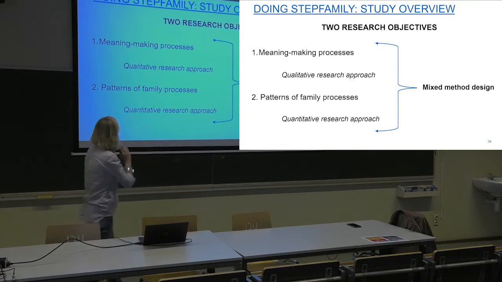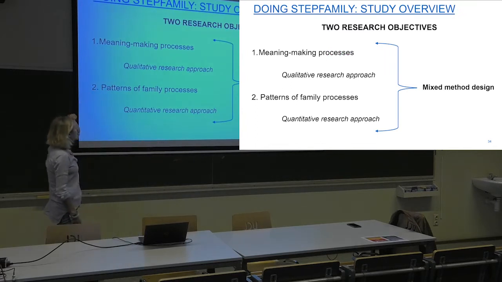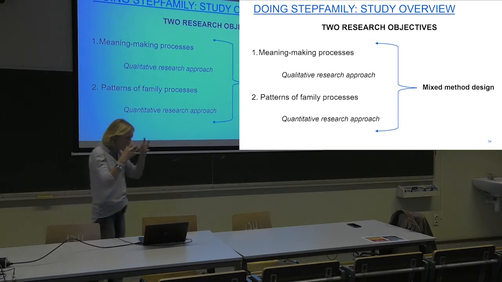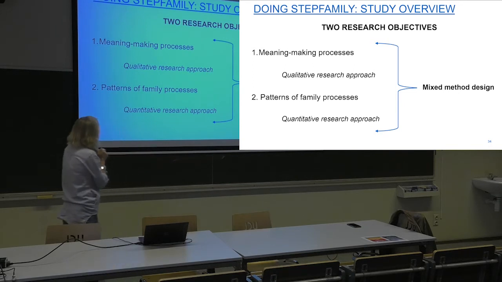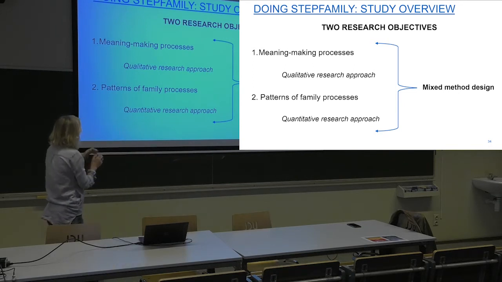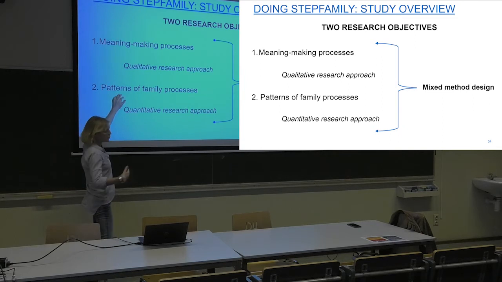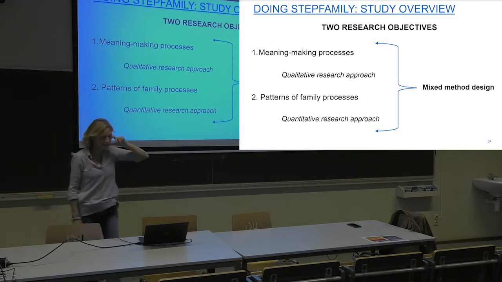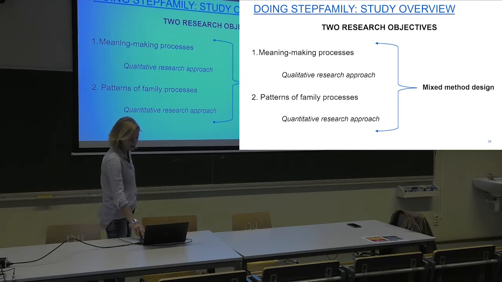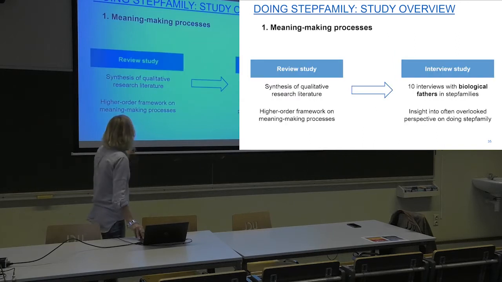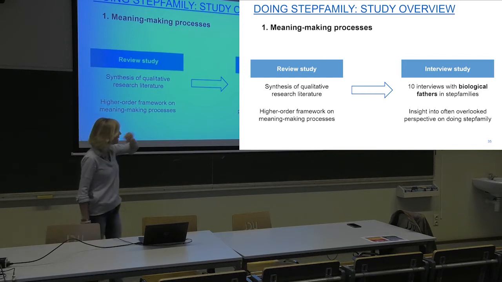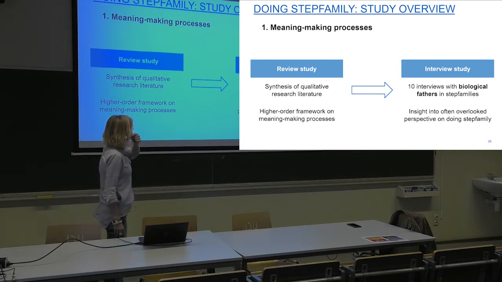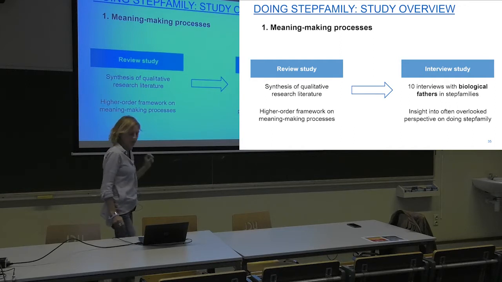And she did two things. One was on meaning making. How do they interpret what's going on, the children and the parents? How do they give meaning to what they're doing? And the second one, the one that is now the topic of this talk, is patterns of family processes, which was then more the quantitative. On the qualitative, she did a review study and interviews with biological fathers in step families.